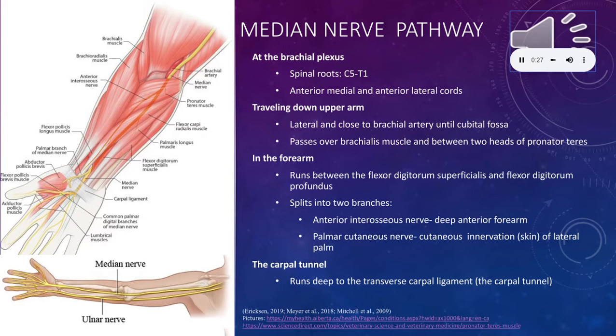It passes over the brachialis muscle and between the two heads of the pronator teres. In the forearm, it runs between the flexor digitorum superficialis and the flexor digitorum profundus. And then in the forearm, the median nerve also splits into two branches: the anterior interosseous nerve, which innervates the deep anterior forearm muscles, and then the palmar cutaneous nerve, which is cutaneous innervation or skin of the lateral palm. And then at the carpal tunnel, the median nerve runs deep to the transverse carpal ligament.